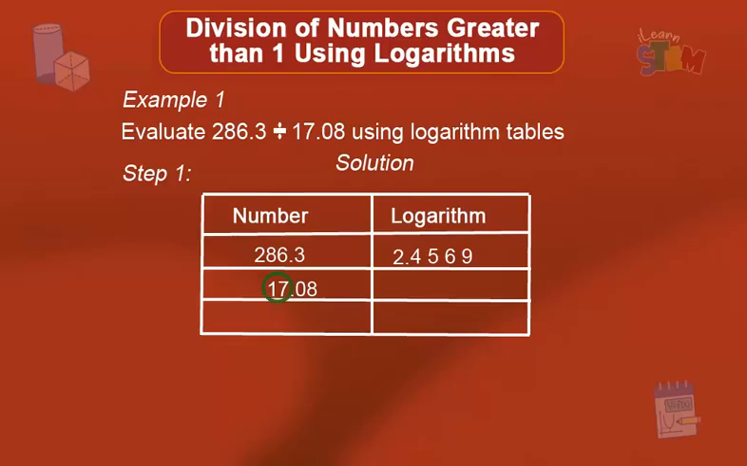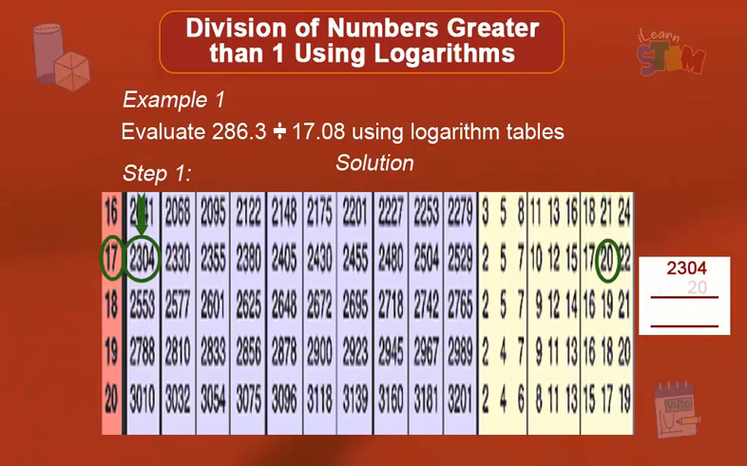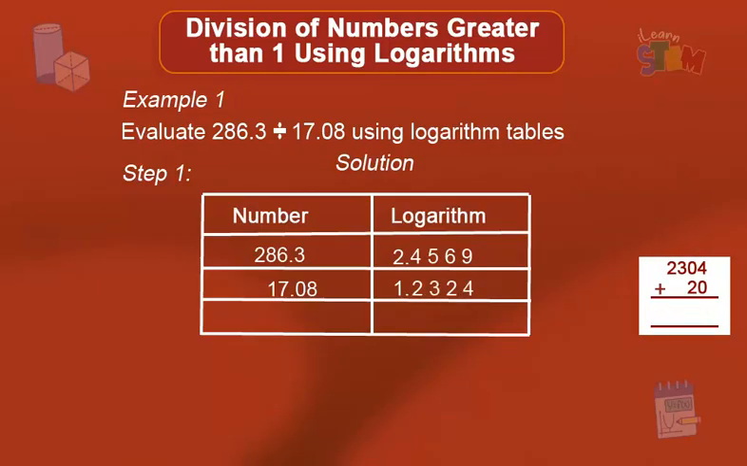17 is between 10 and 100, so the characteristic is 1. We will write 1 and solve for the mantissa. To get the mantissa, we will read from tables. Log 17 under column 0. We will also add the mean difference of 8 in the same row, which is 20. This gives us 2304 plus 20. Our answer is 2324. Let us now subtract the two results.